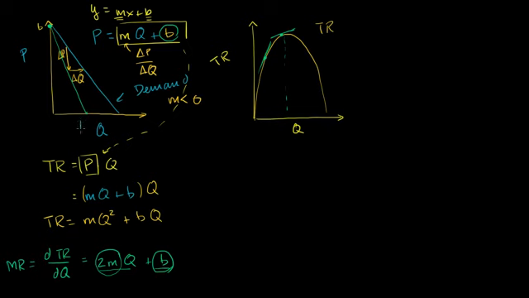Just like that. So no matter what your demand curve is, if you assume it's a line like this, the marginal revenue curve will be a line with twice the slope, and in this case, it's twice the negative slope, which is kind of what's going to be generally true.